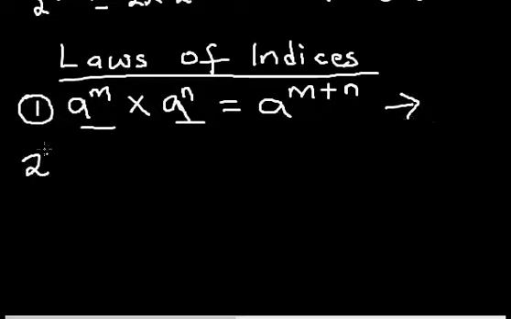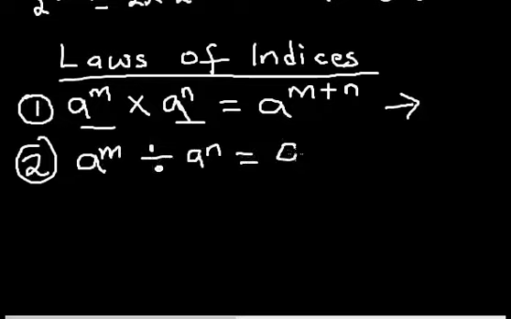Then number 2, I call the difference law, because here I have a raised power m, divided by a raised power n. So what will be the result? It's going to be a, then because of the division, the powers are subtracted, that's m minus n. I hope you are taking note of the law.